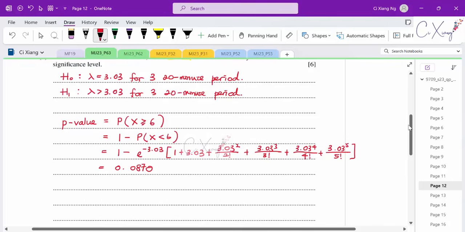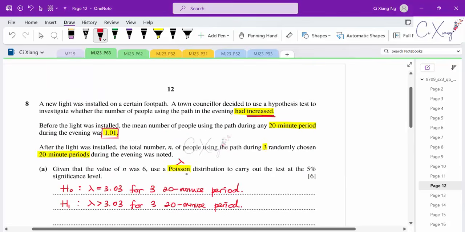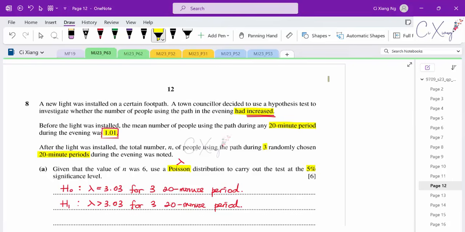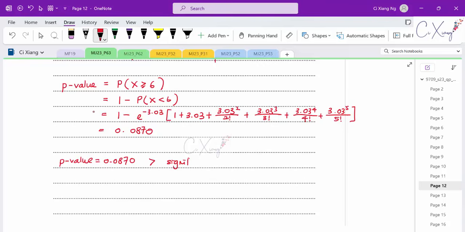After you get a p-value, you want to compare it with the significance level and see whether you want to accept or reject the null hypothesis. So we are comparing the p-value, which is 0.0870, with the significance level for this test, which is 5%. Therefore, this value is more than the significance level, which equals 0.05.